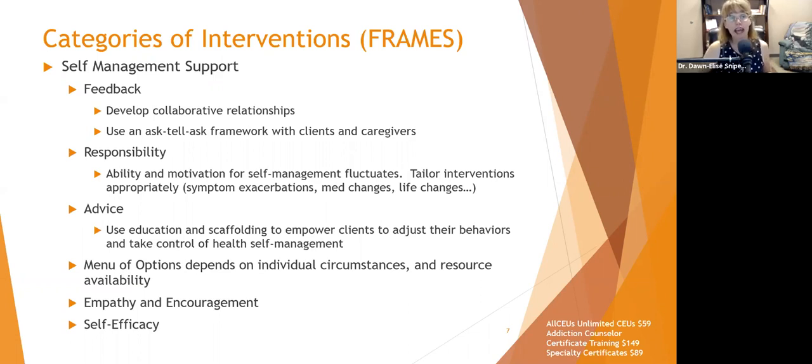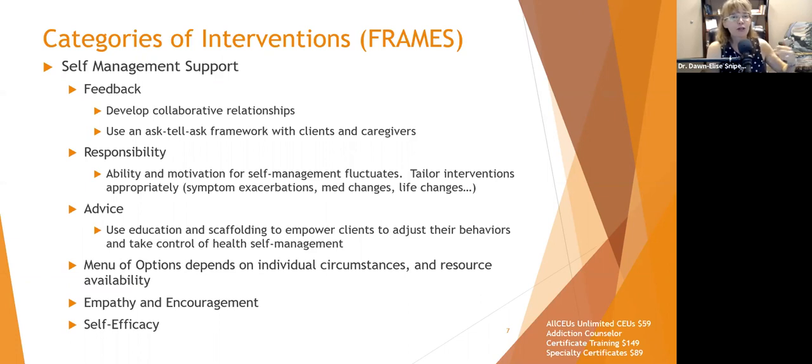Medication changes may have reverberating side effects, and life changes. The condition itself may be relatively stable, but then all of a sudden their sister dies, or they lose their job, or they find out they're pregnant, or whatever. And that might throw them into a little bit of a mini crisis because of that life change, which may impact their ability to make good choices regarding their chronic condition.